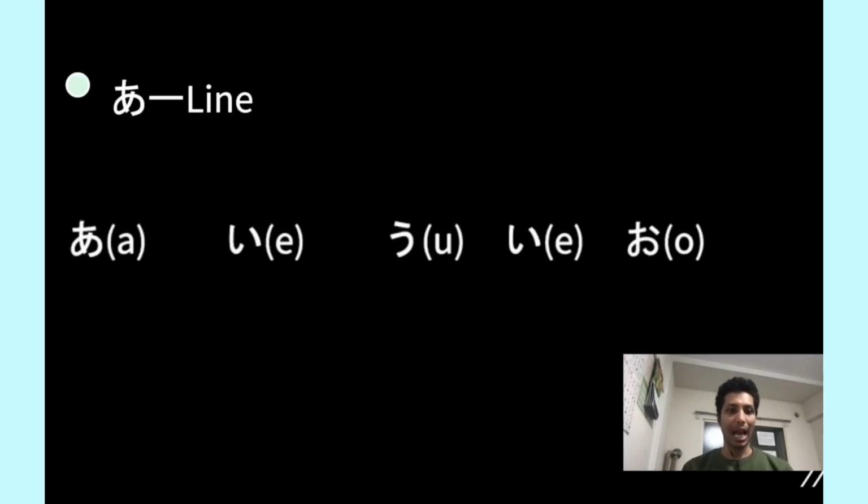This is a, e, u, a, o. This is the a line. Next is the ka line.